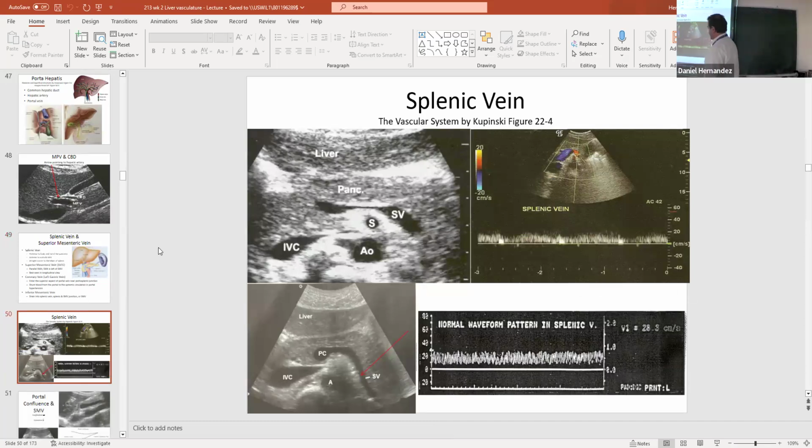This is just demonstrating a nice splenic vein. A nice transverse view of the pancreas, with a long splenic vein coursing posterior to the body and tail of the pancreas and draining into that portal confluence.